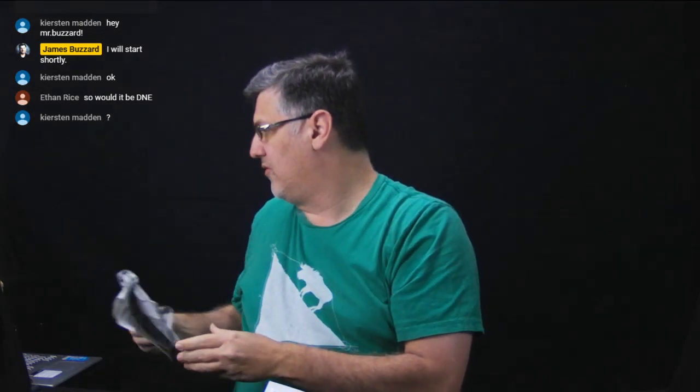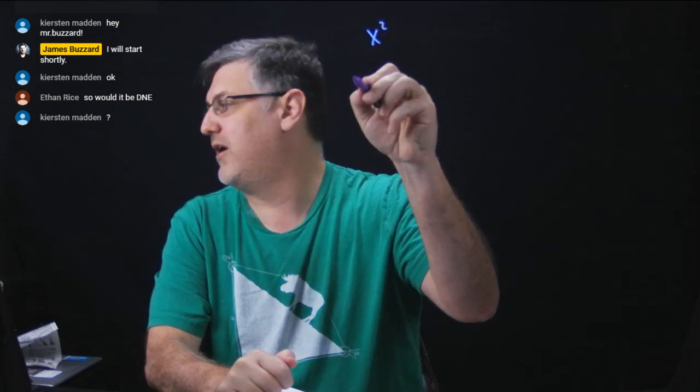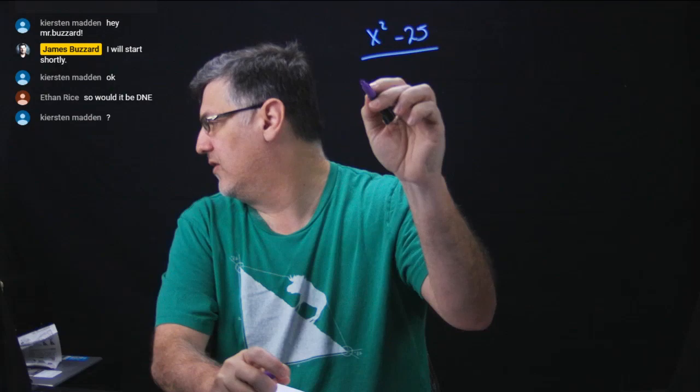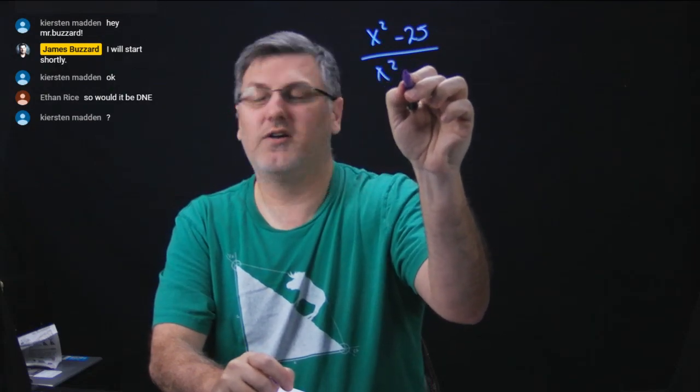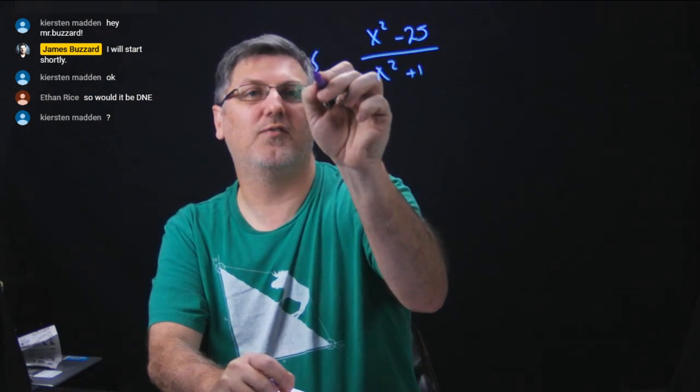All right, so that one was easy enough. Let's look at this one. We have x squared minus 25 over x squared plus 1. They say this is f of x.